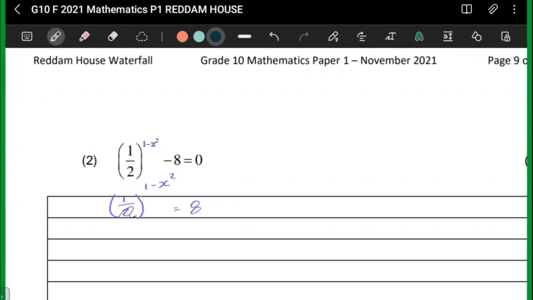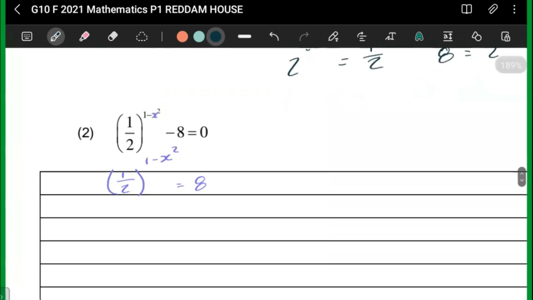Now, a half here and 8 here, the only way you can have bases that look alike is if this is like 2 to the power of -1, and this is 2 to the power of 3. We all know that 2 to the power of -1 is a half. This is something you should know. The more math you do, the more you always just see that 2 to the power of -1 is a half. What you also do need to know is that 8 is just the same as 2 to the power of 3, you see. So that's your first step.